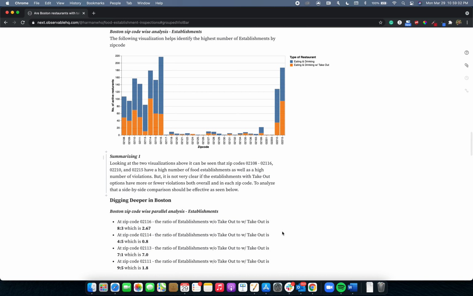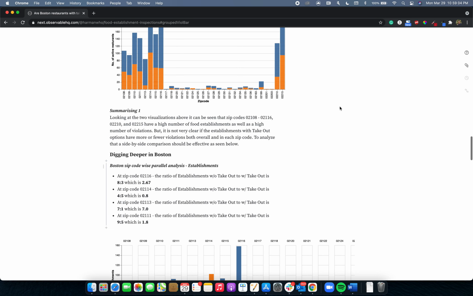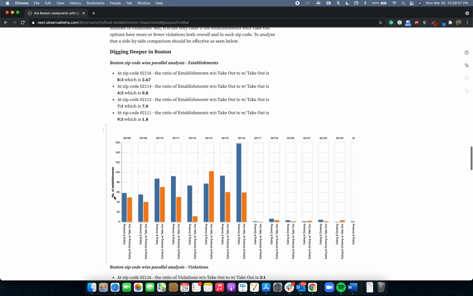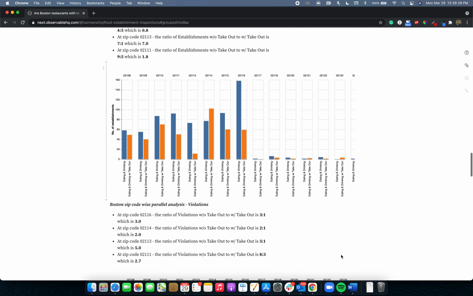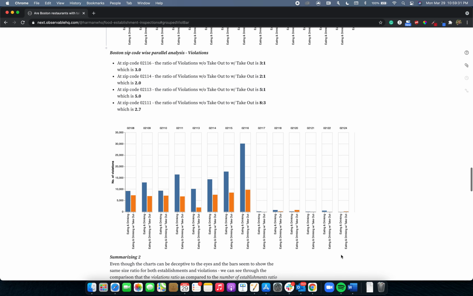So what can be done is we can parallelly look at the data. If we look at the establishments data, in the zip code of 0 to 116 we can see the ratio is 8 to 3, which is 2.67, and these are the values for 0 to 114 and so on. And this is the number of establishments. And if you look at the violations, the ratios are 3 is to 1, 2 is to 1, 5 is to 1, 8 is to 3.